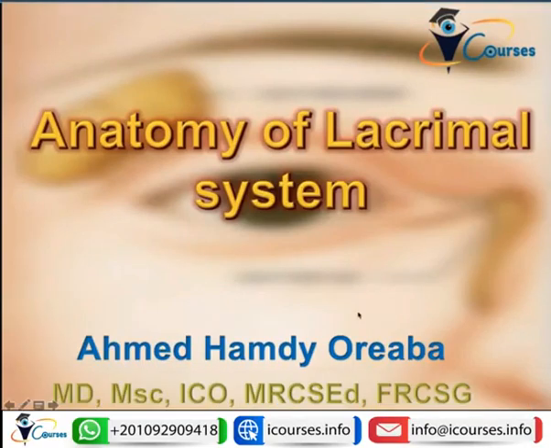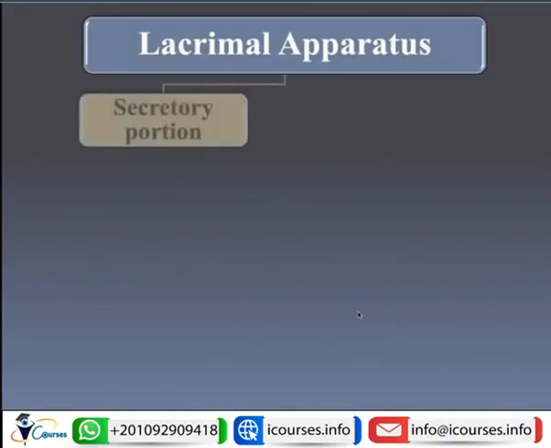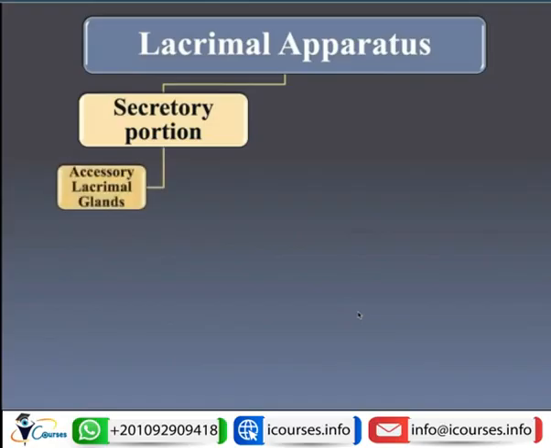So let's continue our journey with the ocular adnexa by discussing the anatomy of the lacrimal system. So what is the lacrimal system and what are the components of the lacrimal system? The lacrimal apparatus consists of a secretory portion, which is responsible for secretion of tears, and the excretory portion, which is responsible for drainage of tears.